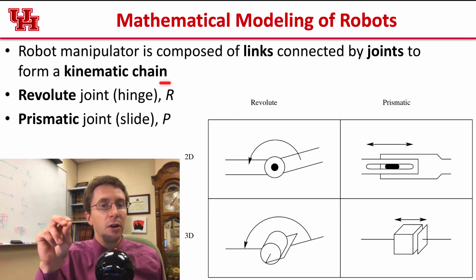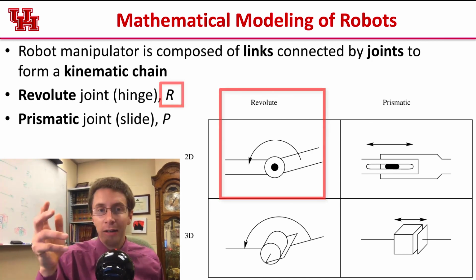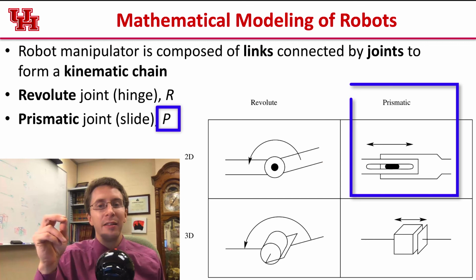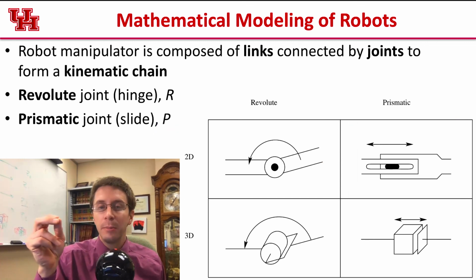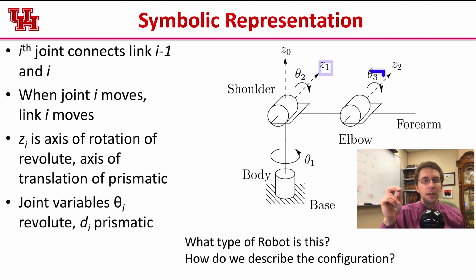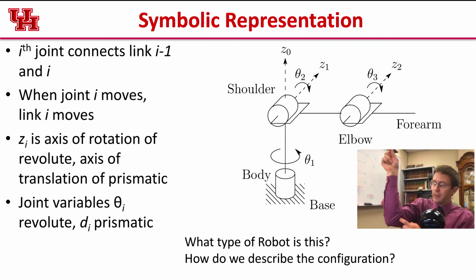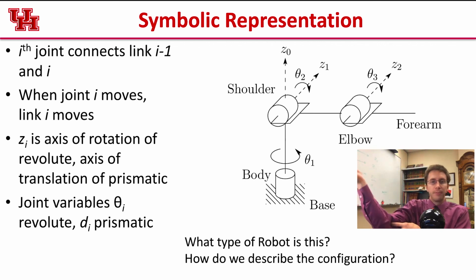The revolute joints are going to be represented by the letter R, and a prismatic joint by the letter P, and then we'll put subscripts so we know which joint we're talking about. And so the ith joint, let's say that this is joint 2, it's going to connect link 1 to link 2. When joint 2 moves, then link 2 is going to move.